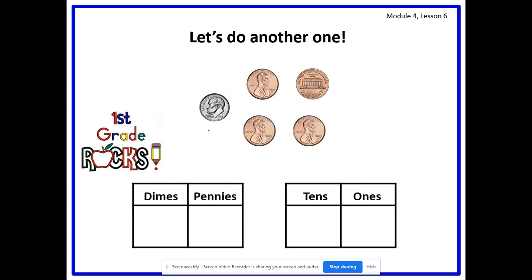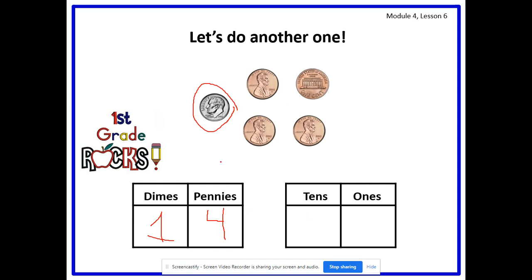How many dimes do we have? Get ready. Yes, we have 1 dime. So we would put 1 dime. How many pennies do we have? Get ready. Yes, 4 pennies. How many cents do we have in total? Get ready. Yes, 14 cents.